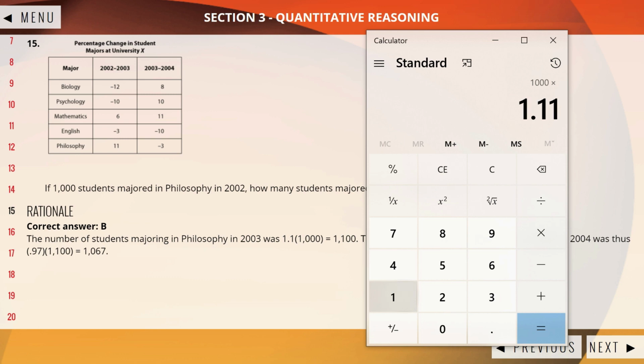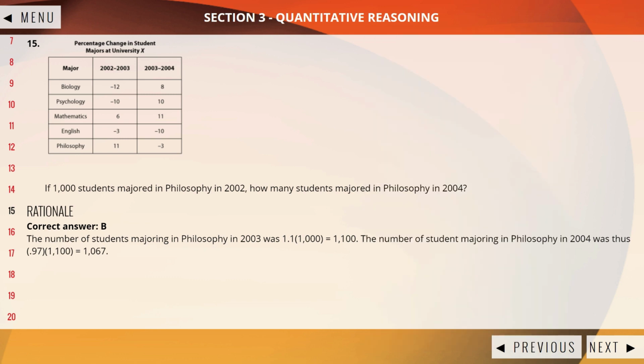Oh no, they've made a mistake. They increased it by 10%. They multiplied it by 1.1. That's increasing it by 10%. But philosophy went up by 11%.